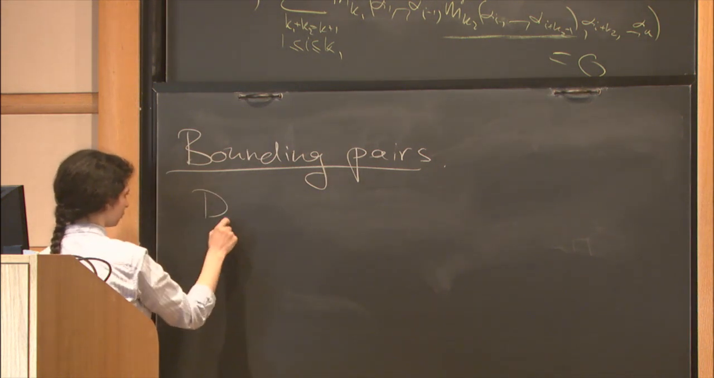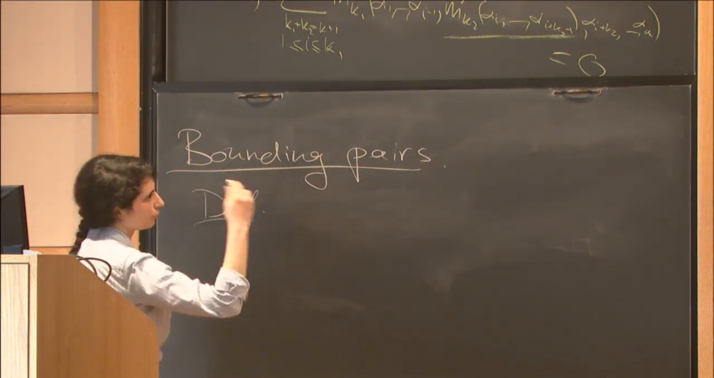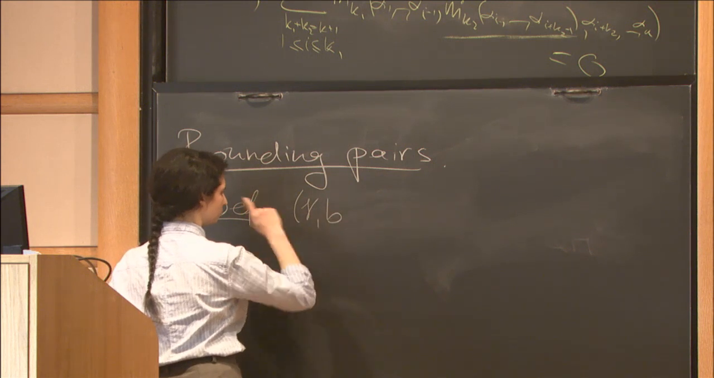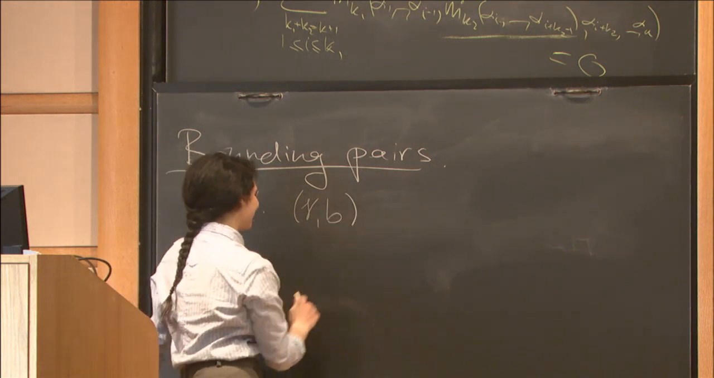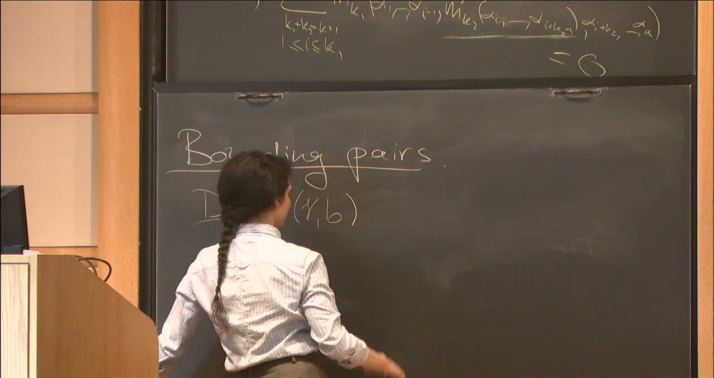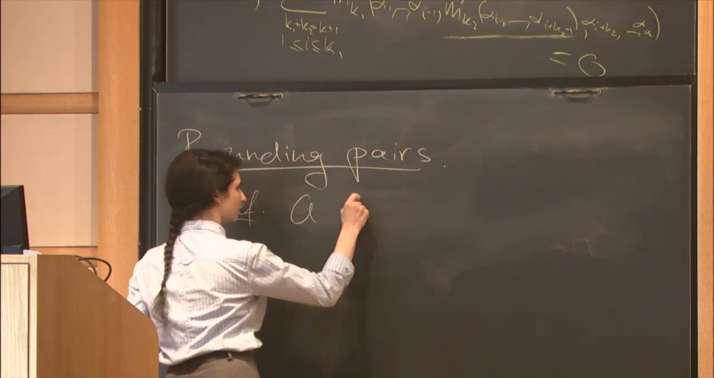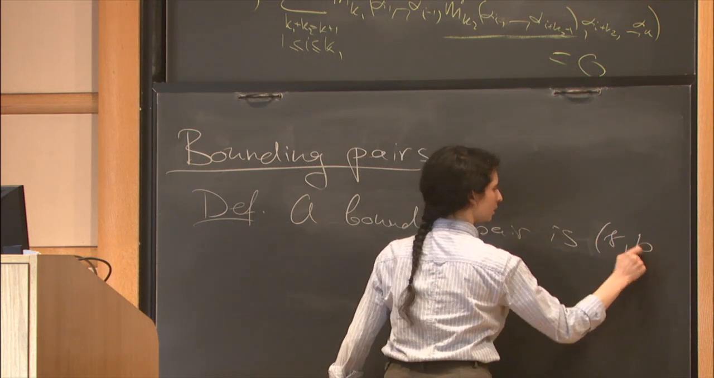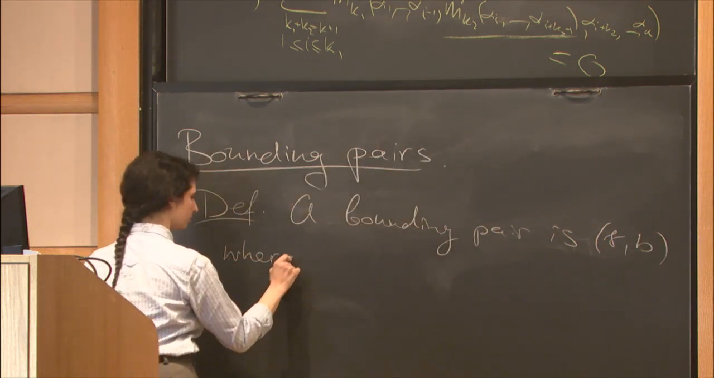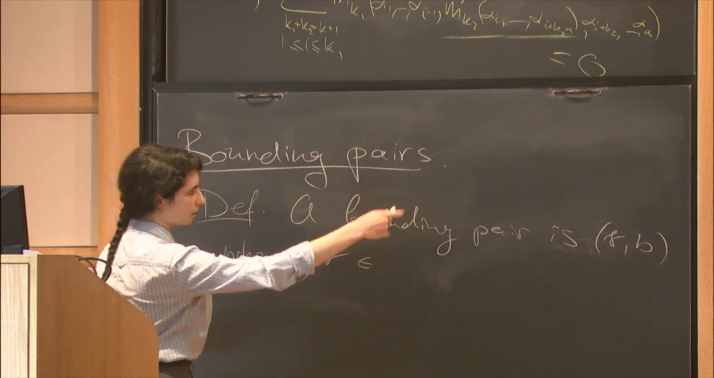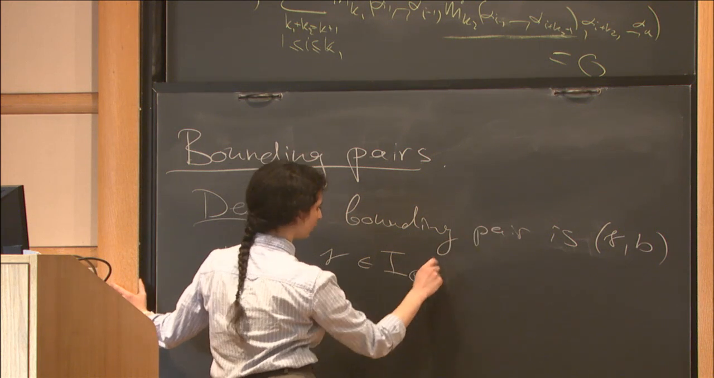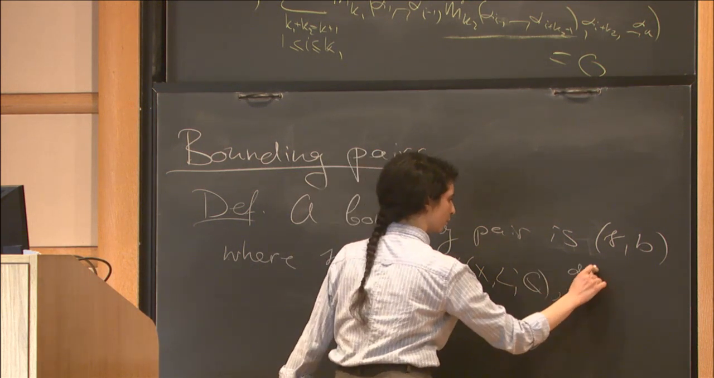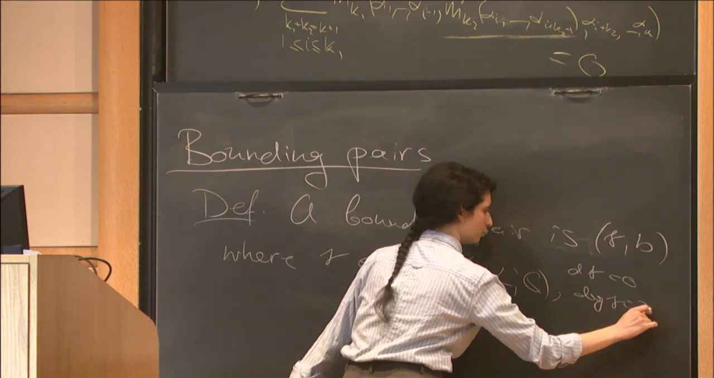So the definition would be, let's say I have gamma, b. Okay, that's a pair. Gamma, b is a bounding pair, where gamma is as before. So it's a suitable gamma to plug in. So the assumptions are again exactly as before. It's a relative form, closed, of degree 2.